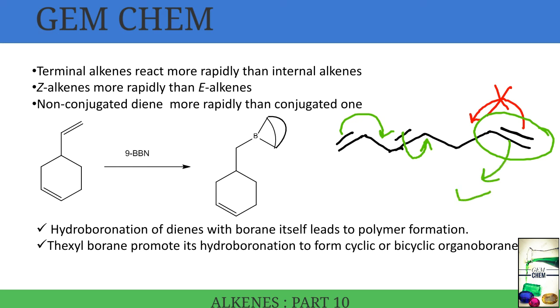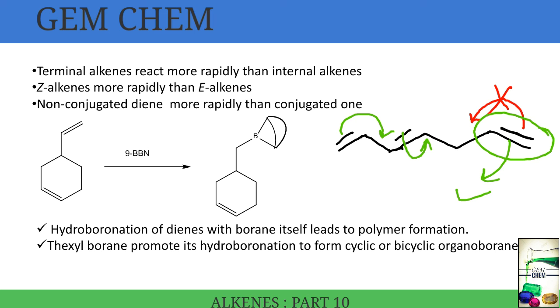Okay. Now if we see for the reaction of this one, we have seen that terminal alkenes react more rapidly than the internal alkenes. So we see that this is internal alkene and this is terminal alkene. So on adding 9-BBN, we see that reaction takes place on terminal alkene. Now hydroboronation of dienes with boron itself leads to polymer formation.